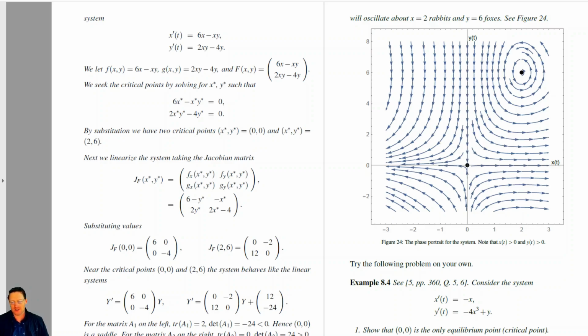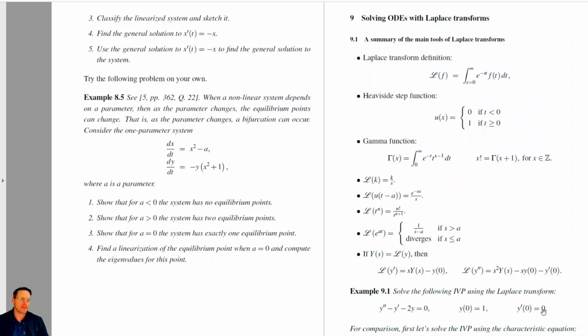Okay, so if we are to linearize this, we need to take the Jacobian matrix of this. We declare the first one to be lowercase f and the second one to be lowercase g, and we take partial derivatives.